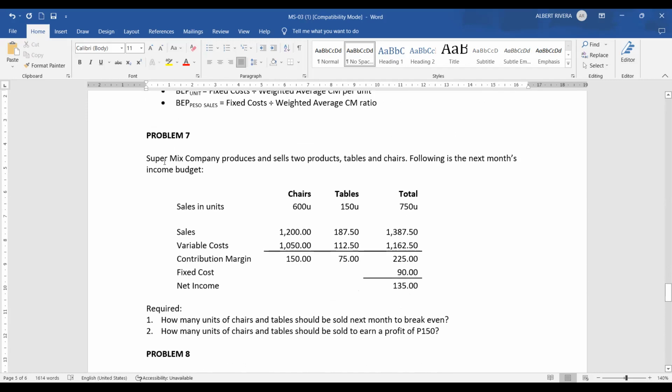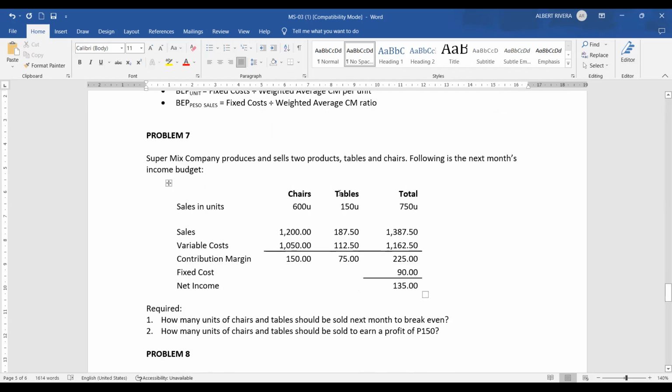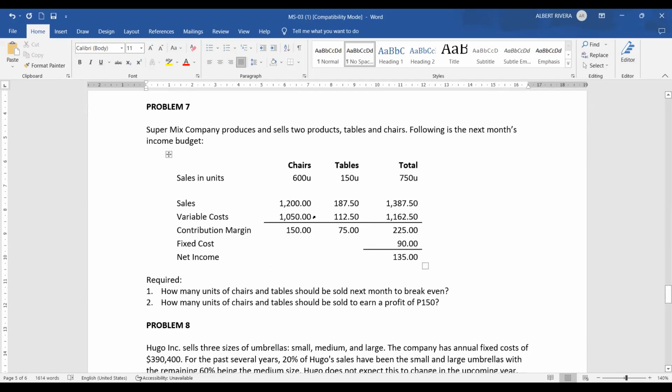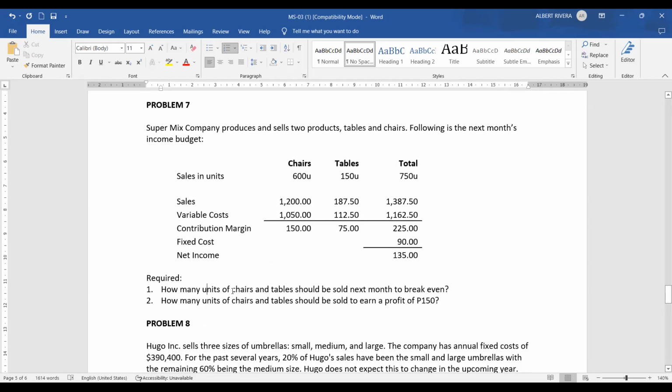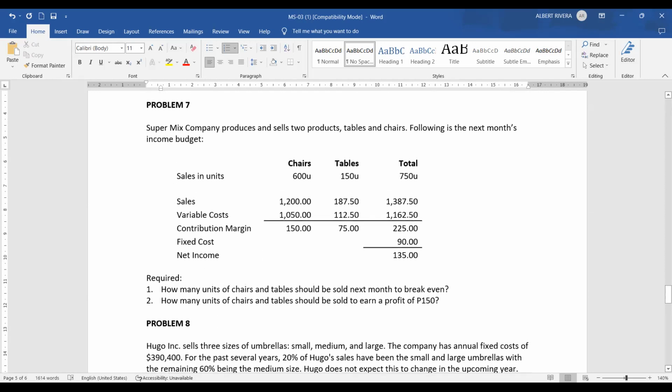In problem 7, as you notice, there are two products, and that is your chairs and your tables. So, sabi dito, the sales mix is the relevant combination of quantities of sales of various products that make up the total sales. So, in item 7, we are required to compute how many units of chairs and tables should be sold next month to break even, and how many units of chairs and tables should be sold to earn profit. Okay, so let's solve this problem 7 here.